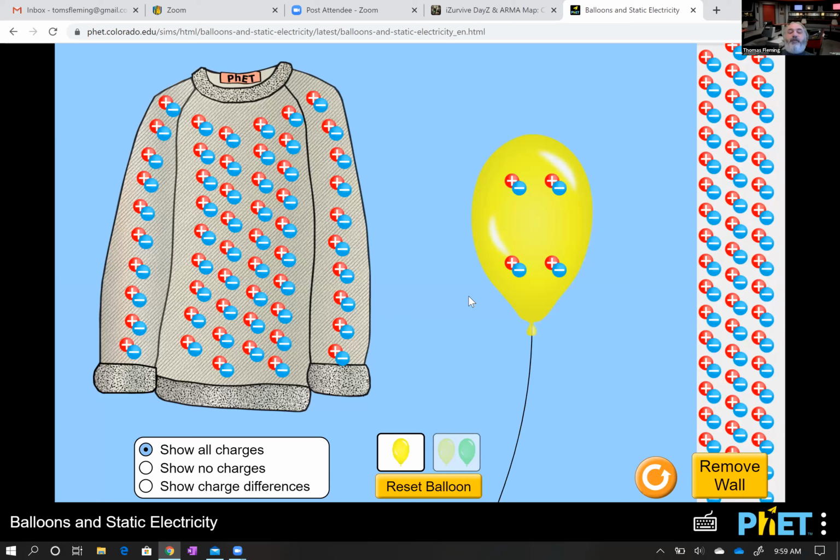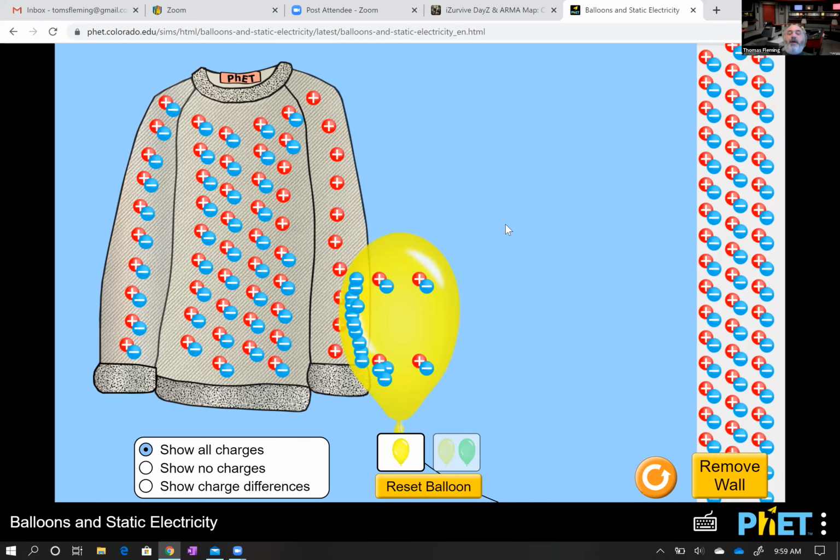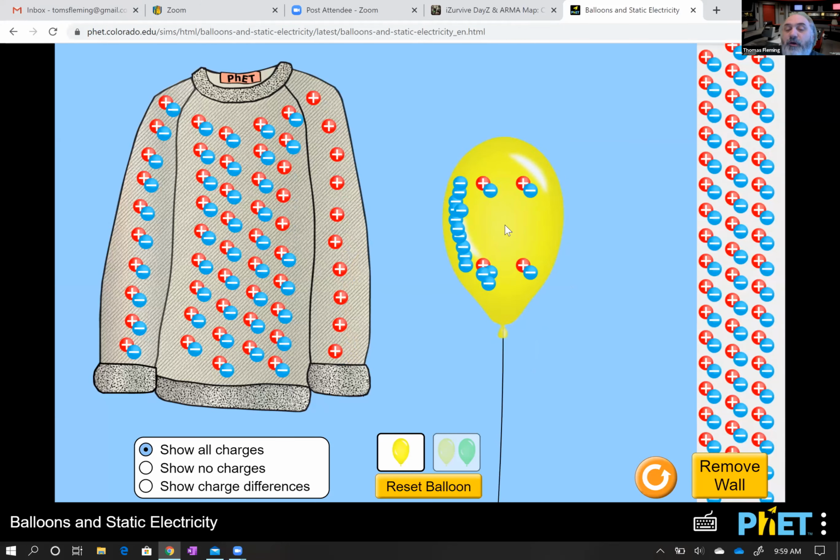So here's a sweater, and right now we're showing all the charges in all the objects. So I have a sweater where there's a bunch of positive charges and negative charges, a balloon where there's some positive charges and negative charges, and here's a wall that also has a bunch of positive and negative charges. And right now, everything is electrically neutral, because for every bit of positive charge, I have some negative charge. However, if I take this balloon and I rub the sweater with it, what can happen is I can end up removing some charge from the sweater and adding them to the balloon.